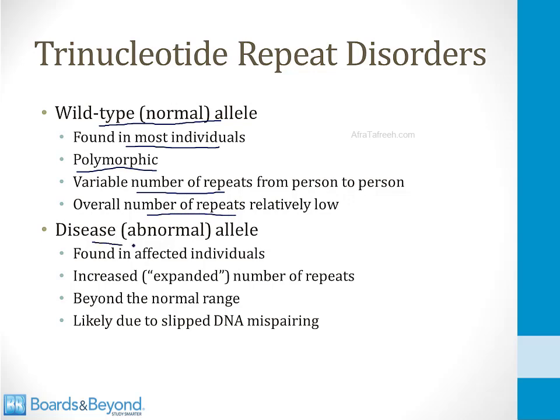In the disease version or abnormal version of the allele, this is what is found in affected individuals, and there is an increased or expanded number of repeats beyond the normal range, and this is what leads to disease. And the reason that these sections of DNA have varying numbers of trinucleotide repeats is probably related to slipped DNA mispairing. I talk about this in the video on DNA mutations, but this can occur in sections of our genome where there are repeated units, and DNA polymerase gets confused when copying the genome, and it makes fewer or additional copies of that trinucleotide repeat.